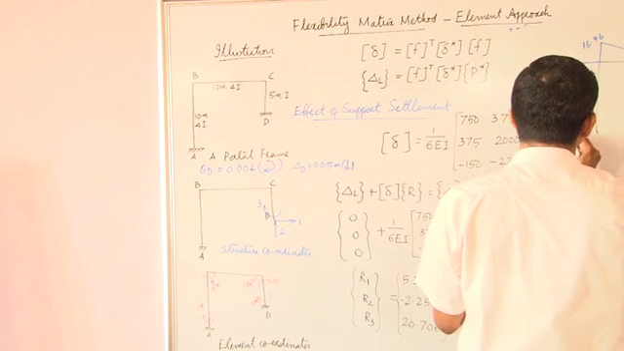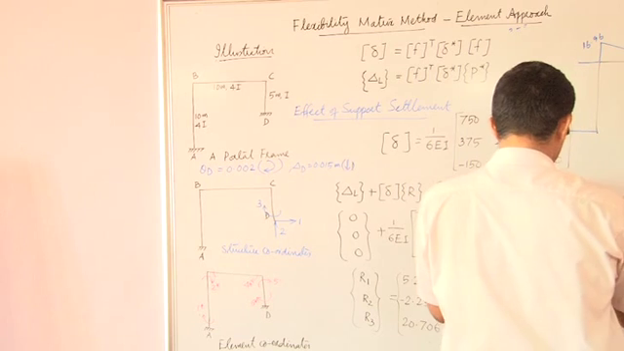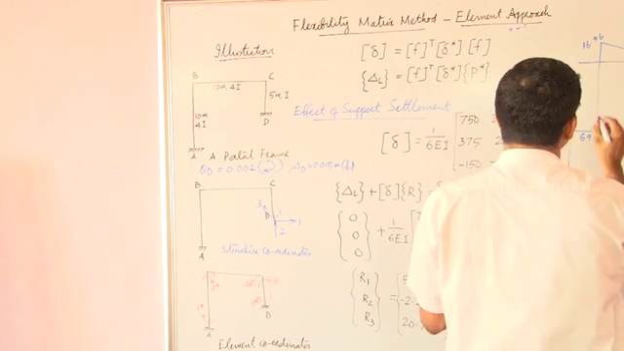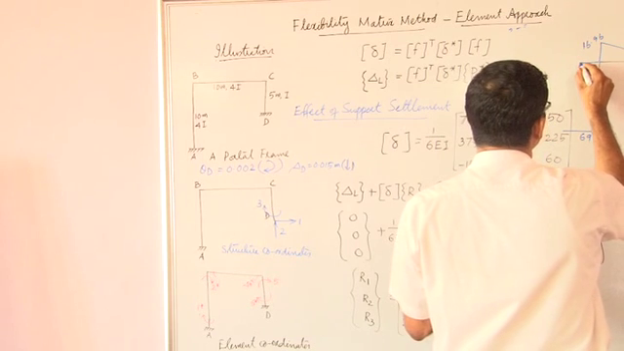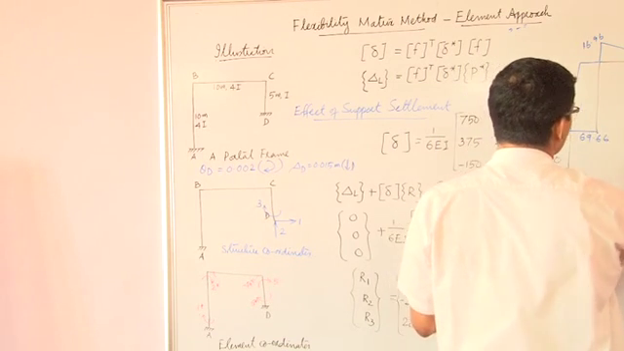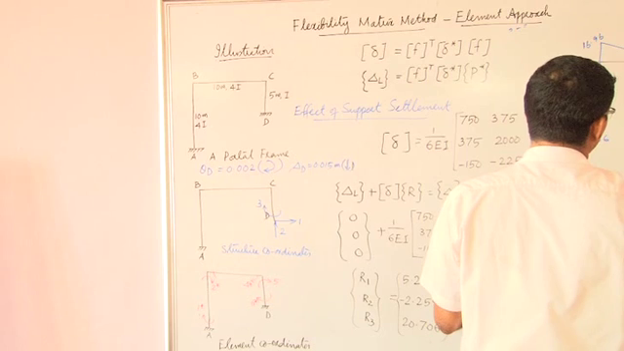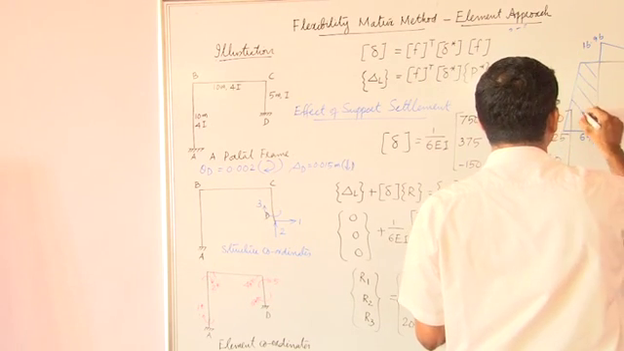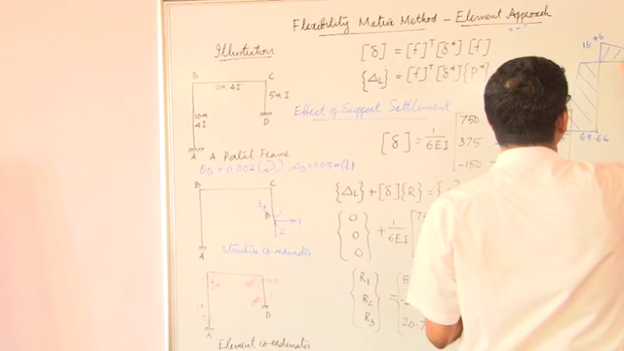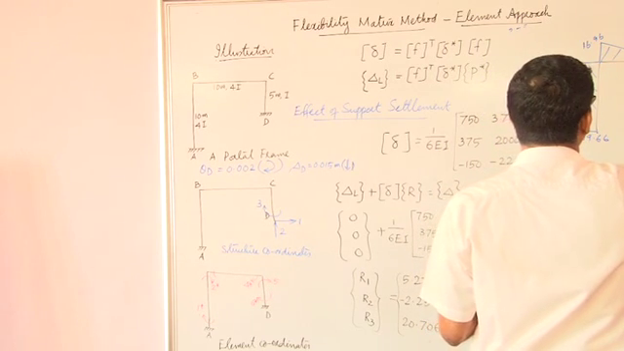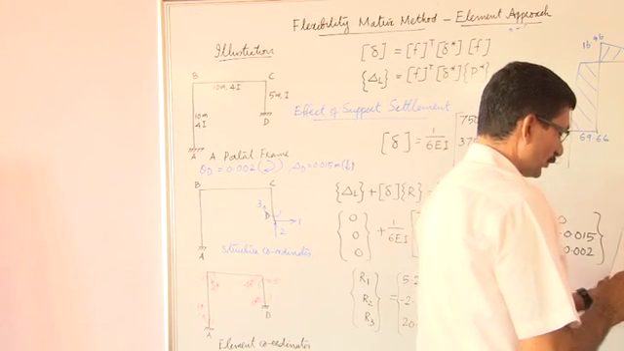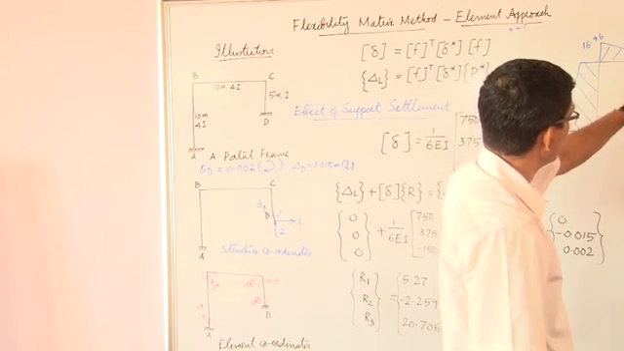Here is 69.66. That is the BMD. So we have a point of contraflexure at this point and at this point.